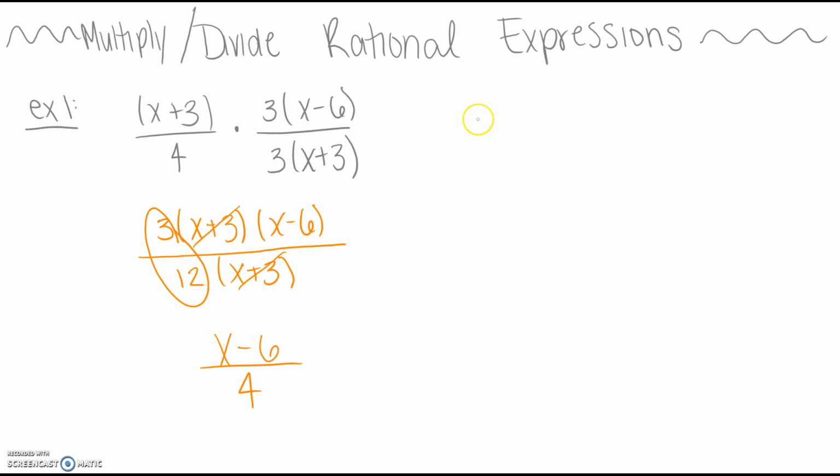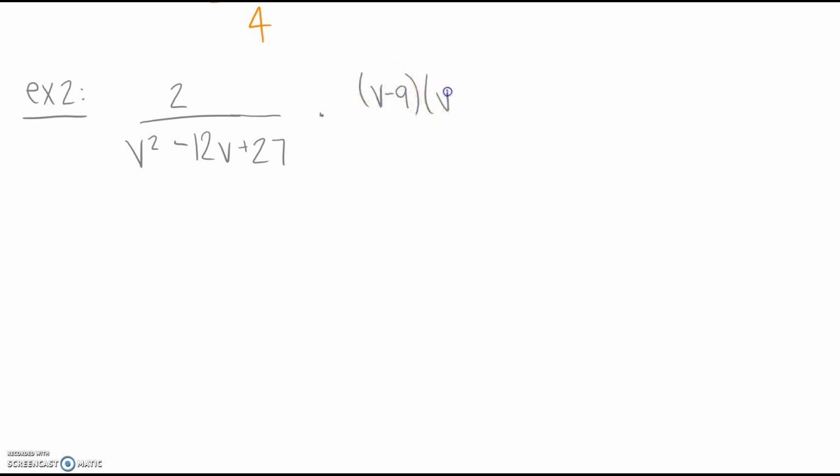You don't have to multiply them together. In fact, I personally do not. You can leave them separated and just see what's going to cancel out. So what I mean, actually, I'm going to go down. Example 2. 2 over v squared minus 12v plus 27 times v minus 9 times v minus 3 over 3.